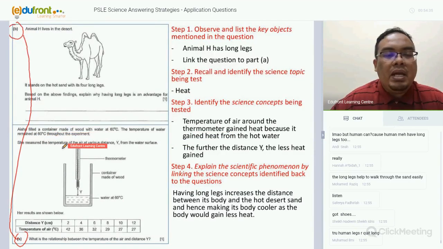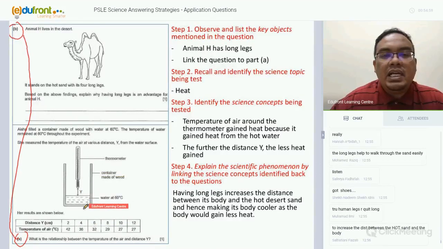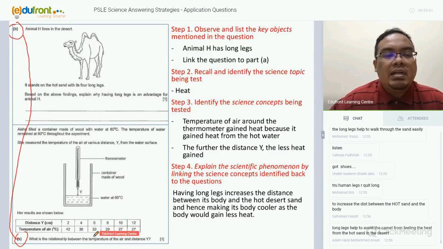Aisha filled a container made of wood with water at 60 degrees Celsius. The temperature of water remained at 60 degrees Celsius throughout the experiment. She measured the temperature of the air at various distances y from the inner surface. And this is the table given to you. You can see here, as y increases, which is the distance between the thermometer and the water, the temperature of air becomes lesser and lesser.